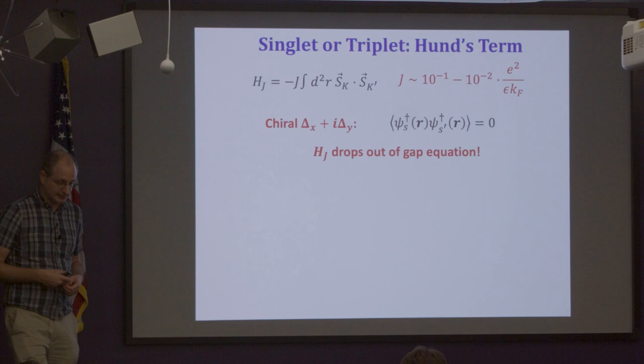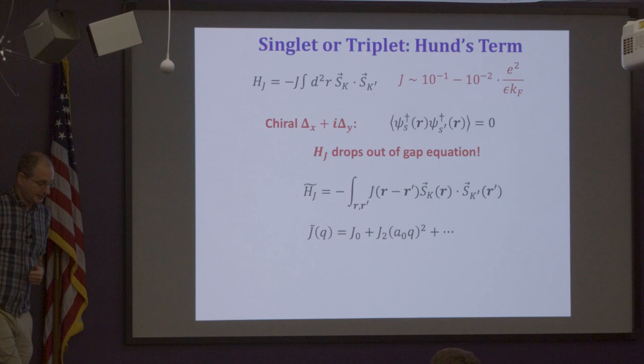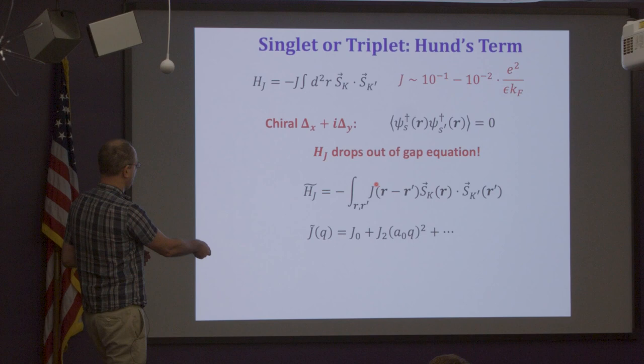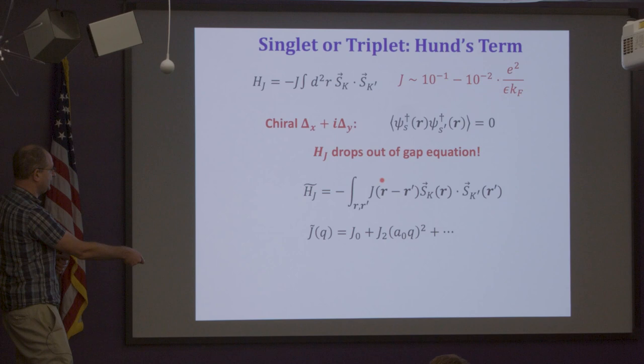Okay, and that's good, because now maybe J determines that the normal state is a ferromagnet if it's spin polarized. But it doesn't lift the degeneracy between singlet and triplet in the superconducting state. That would be determined by even finer details of the Hund's interaction. You need to take into account the fact that the Hund's interaction is not quite local in real space. It still has some space dependence, or equivalently some Q dependence.